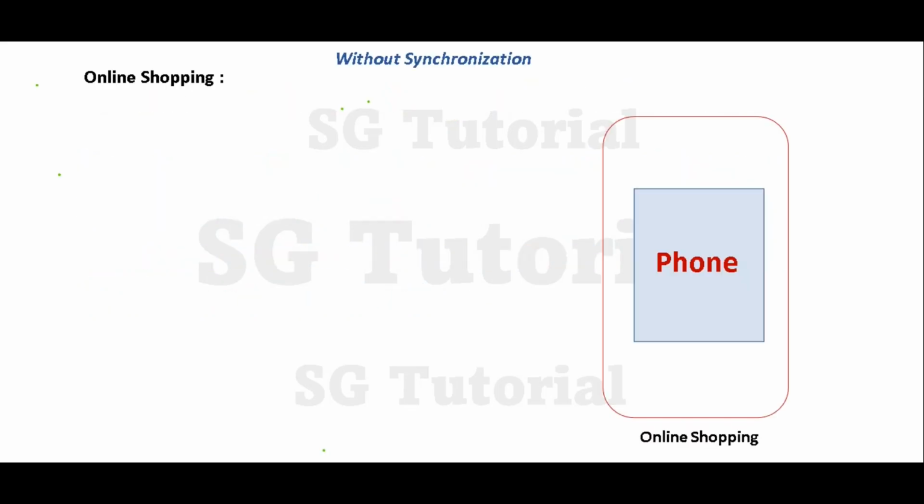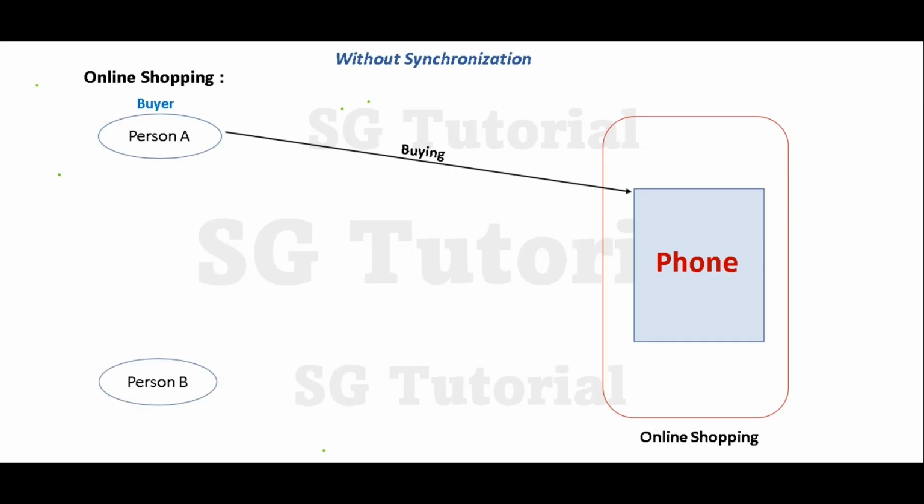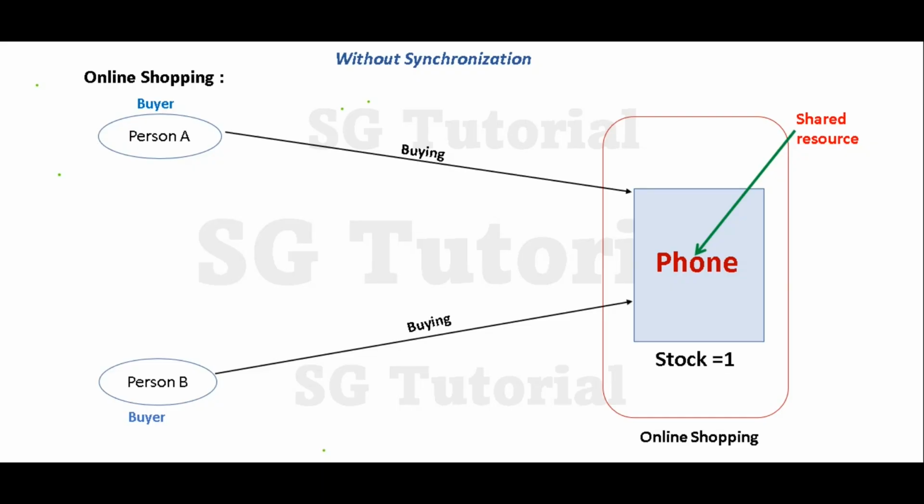So assume that person A wants to buy a phone online. At the same time, person B also wants to buy the same phone. So here the phone we can call a resource that both persons are trying to access commonly, and therefore it can be called a shared resource. Both persons are trying to buy the same phone at the same time, but only one phone is left in stock.